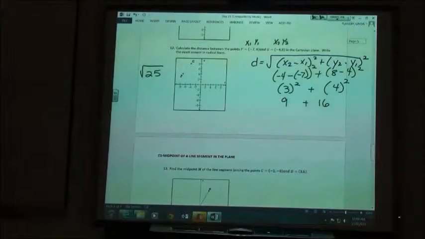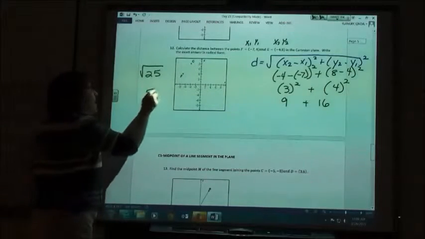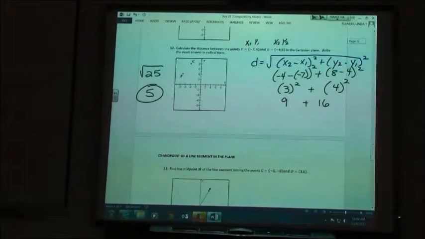Oh, we can simplify the square root of 25. I like those numbers. The square root of 25 is just 5. So a plain old 5 is going to be my answer.